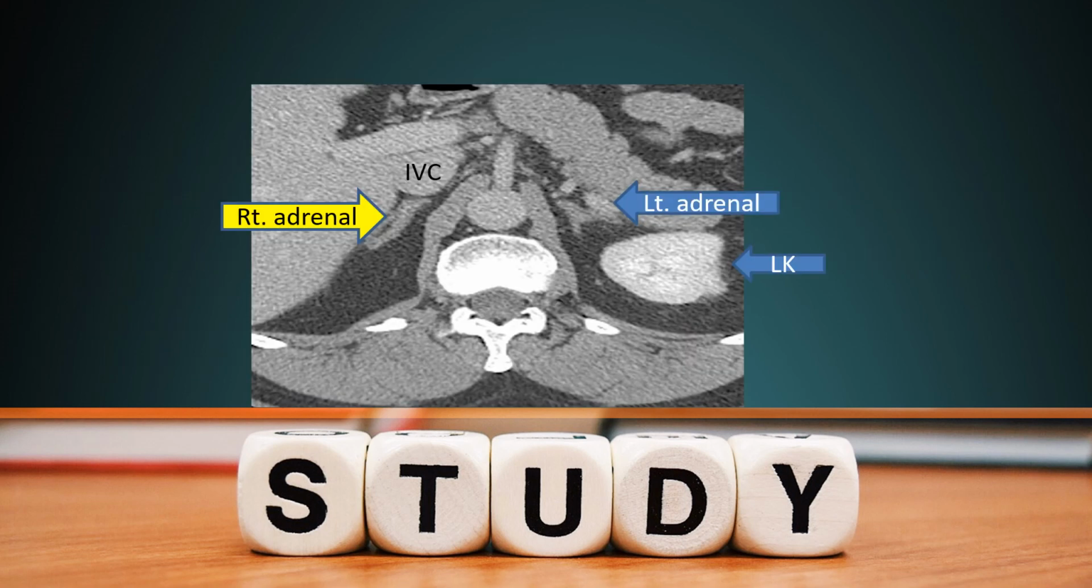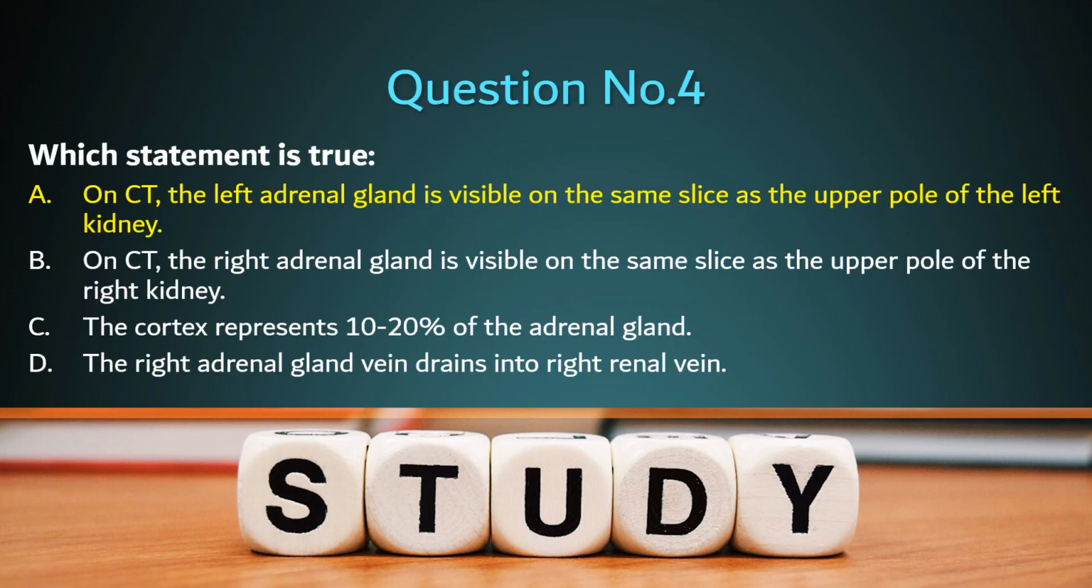On this axial CT image, we can notice that the left adrenal gland has an anteromedial position to the upper pole of the left kidney, and at the same time it appears on the same slice. On the right side, the right adrenal gland has a superior relation to the upper pole of the right kidney, so it usually doesn't appear on the same slice. Thus, the right answer to this question is choice A.